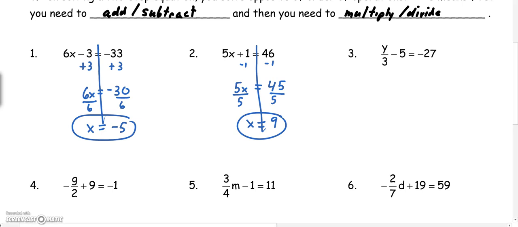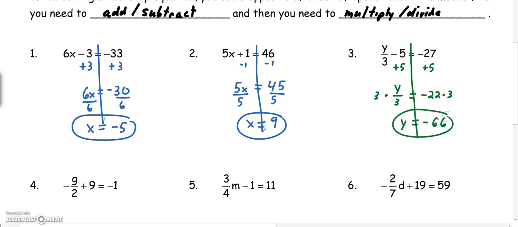Number 3, y over 3 minus 5 equals negative 27. So I'm going to draw my line down both sides. It's a negative 5, so I'm going to add 5 to both sides. Y over 3 equals negative 22. Now, y over 3, remember, means division, so the opposite of division is to multiply both sides by 3. So we get y equals negative 66.